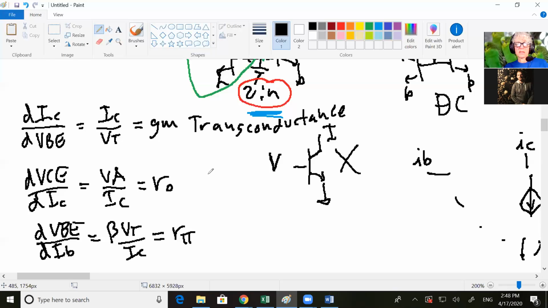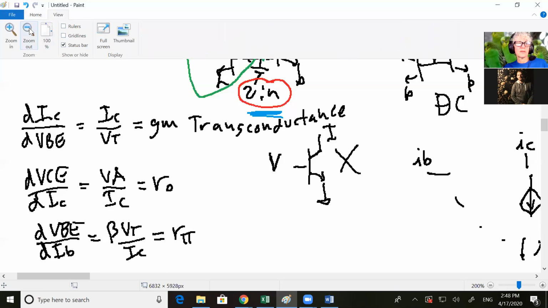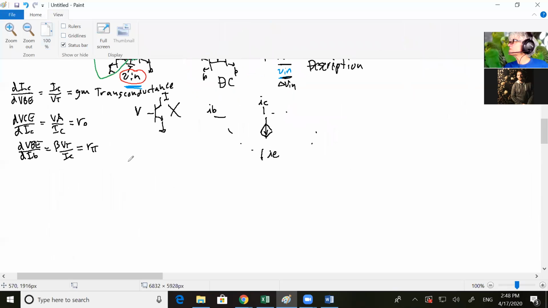Okay. So we've got these three. Can you still see that if I make that smaller? Kinda? Yeah. Okay. So this right here tells you how much IC changes when you change VBE. And it's a slope. And so GM is the slope. And then if you multiply it by how much VBE changes, that gives you how much IC changes when VBE changes.